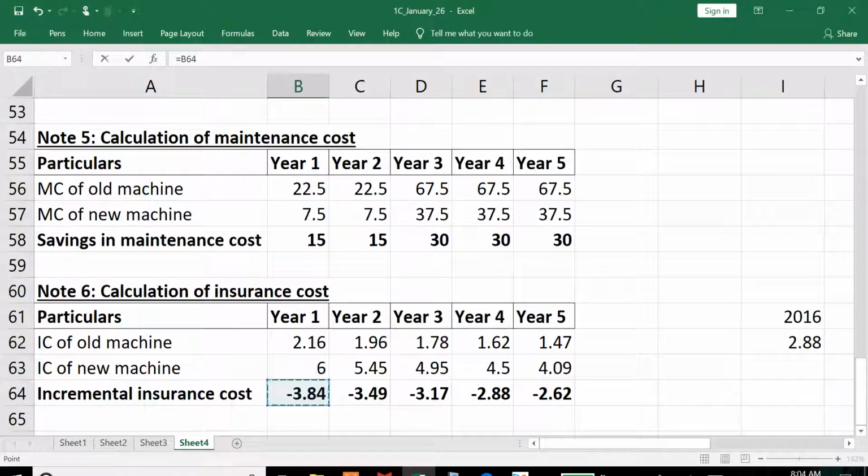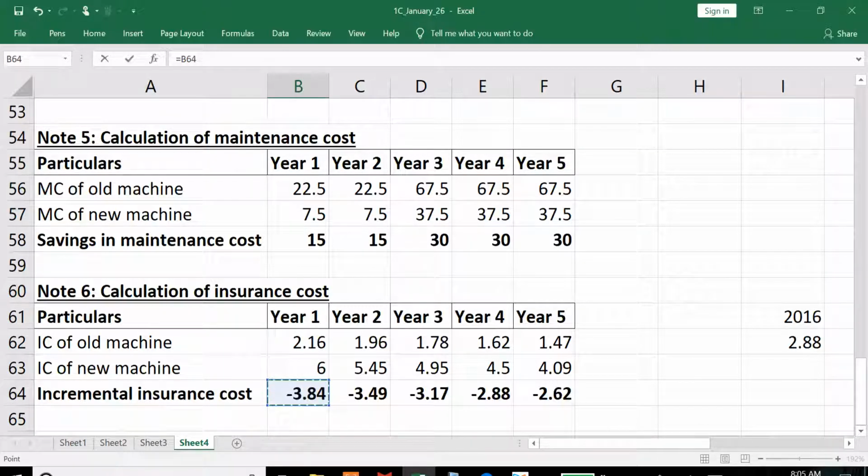This is the insurance calculation: old machine, new machine, and whatever is extra, the incremental insurance cost. The incremental part needs to be captured and written. 3.84, 3.49, 3.17. Which number?